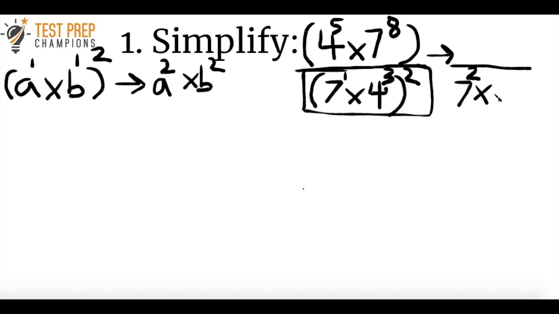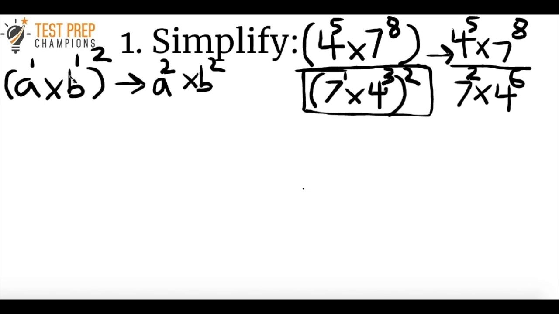Now what about this 4 here? Well, we've got 4 raised to the power of 3, so we do 2 times 3. So 2 times 3 is 6. So we have 7 squared times 4 to the power of 6. That's how the bottom is going to look. So we can leave the top the same here. So we have 4 raised to the power of 5 times 7 raised to the power of 8, and we're not going to change anything on the top. So we've already applied this exponent rule here.